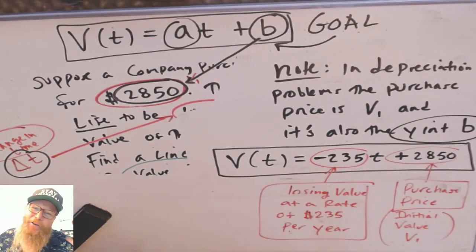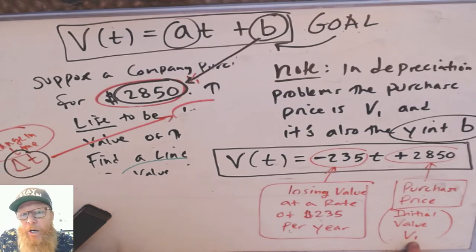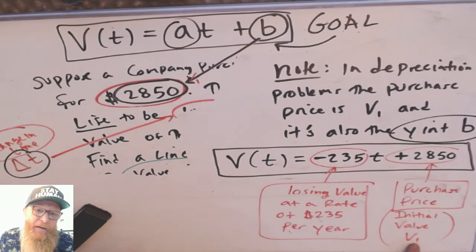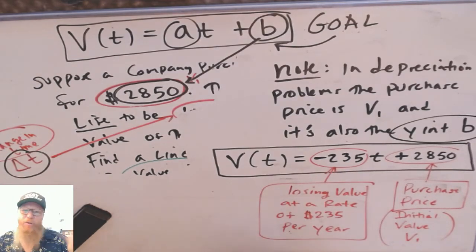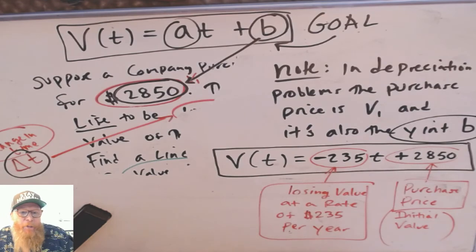Now, if you take other classes, this will contradict a little bit. Some other courses call the initial value V0, with a subscript zero. I've already used V1, and I'm not going to change what it's called now. So you don't even have to use a symbol. You could just say the purchase price, or the original value. Okay.